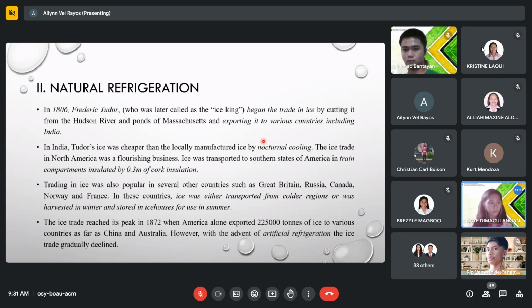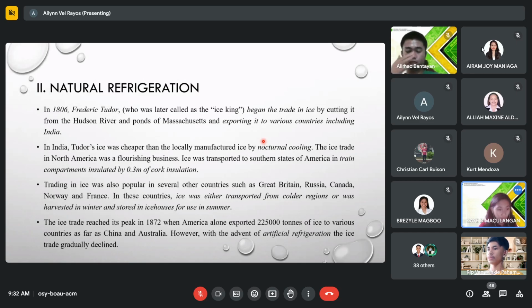Hello po. Natural refrigeration. In 1806, Frederick Tudor, who was later called as the King Ice, began to trade in ice by cutting it from the Hudson River and ponds of Massachusetts and exporting it to various countries, including India. In India, Tudor's ice was cheaper than the locally manufactured ice by nocturnal cooling. The ice trade in North America was flourishing business. Ice was transported to the southern states of America in train compartments insulated by 0.3 of cork insulation.